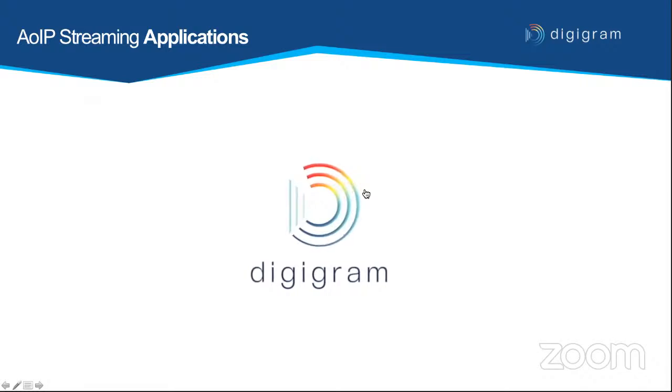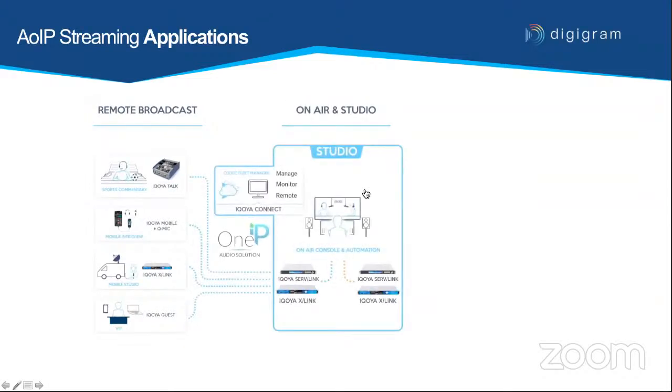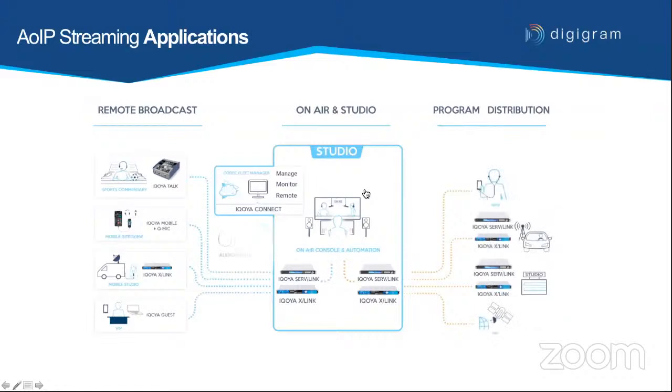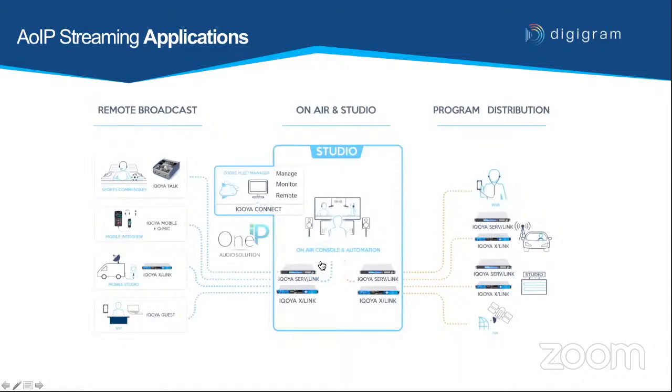Now, a couple of times I've shared this graphic where you have the remote broadcasting side, you have the studio receiving, and then on the right side of the diagram, you have program distribution, where probably one of the most popular and most sought out applications is web radio. How can I just do a simple web radio stream that's very high quality? And as I said at the beginning of this broadcast, we are doing web radio right now.